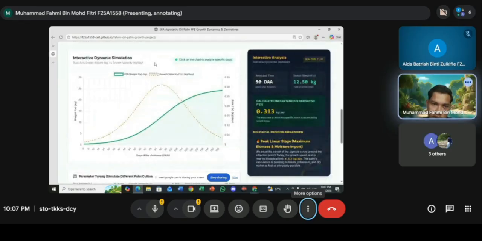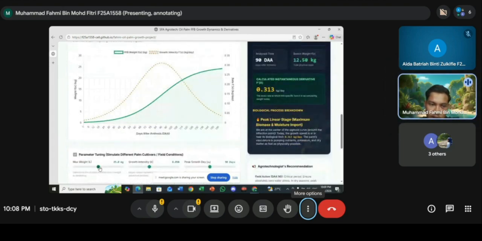With the interactive dynamic simulation, we can calculate here.